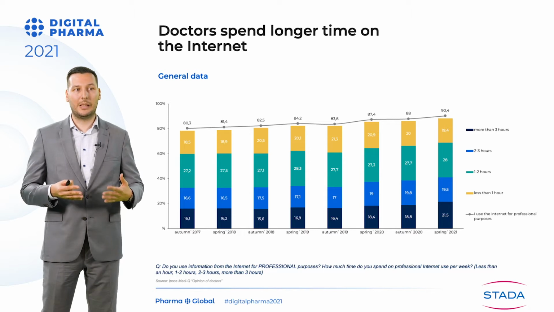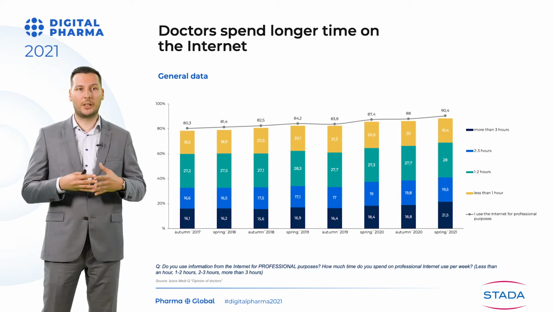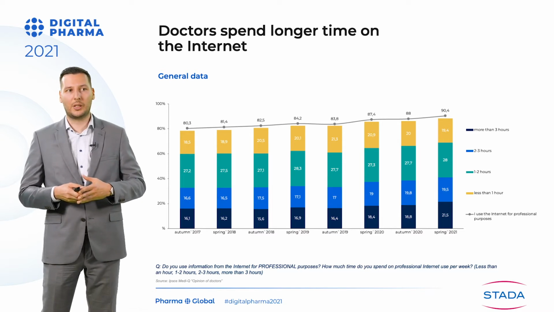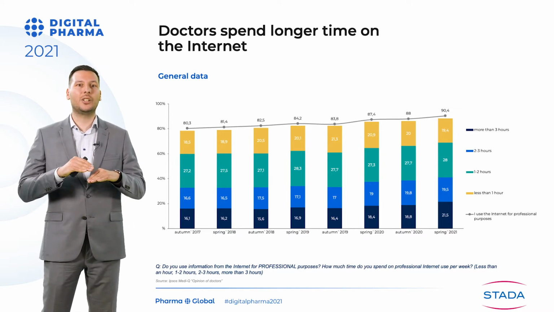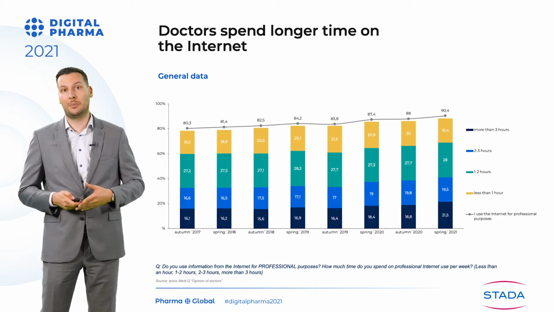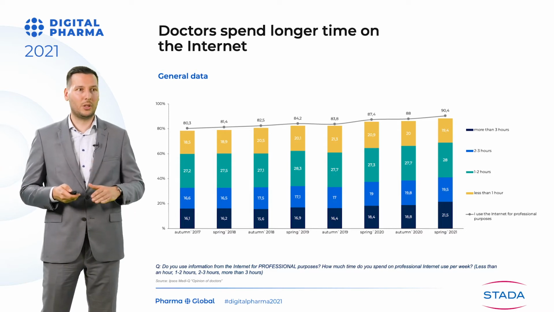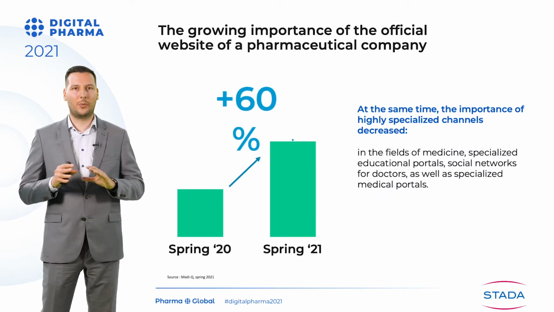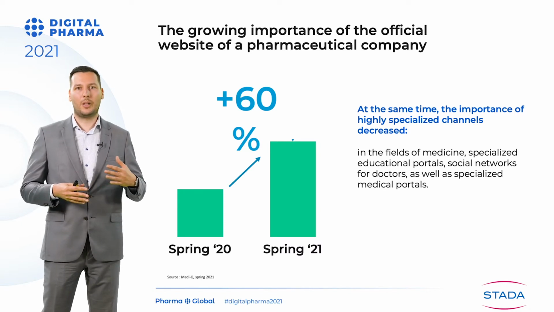The doctors are spending more time on the internet right now, so you can see clearly that the number of doctors who are spending more than 3 hours on the internet has grown significantly. Most doctors are spending time on the internet, and they're doing it more frequently and for a longer period of time. This is basically a reason for us to say that we have to provide information through digital channels. A very important thing is that the significance of the official websites of pharmaceutical companies has grown more than 50% during the last 18 months.